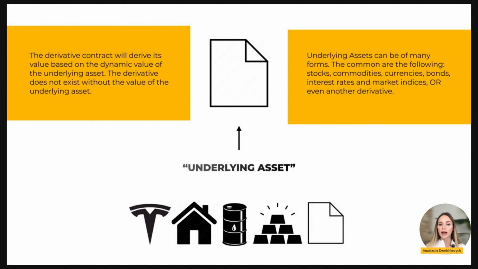The underlying assets can take really many forms. For example, stocks, commodities like oil, wheat, gold, etc., currencies, bonds, interest rates, or indices like S&P 500 or Dow Jones. The underlying asset is essentially the backbone of every derivative. Without it, the derivative simply wouldn't exist. For example, if you are trading a derivative based on the price of wheat, the value of this derivative will go up or down depending on how the price of wheat changes in the market.